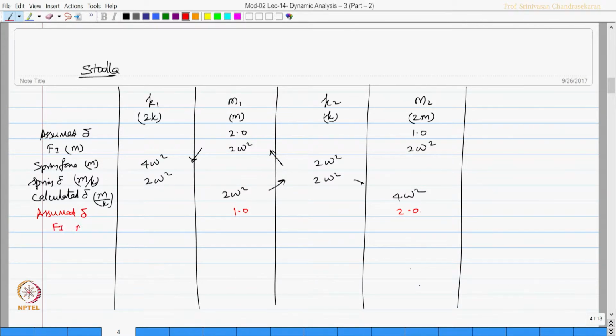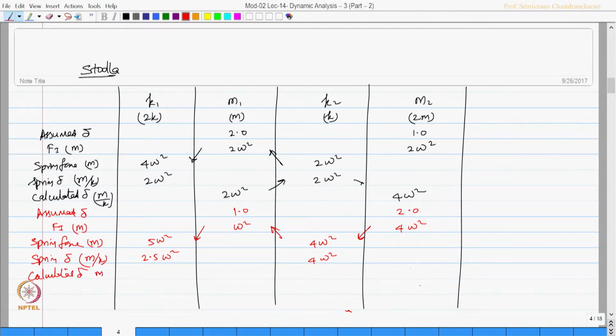Then we will compute the inertia force with mass out. This is going to be 4 omega square, this is omega square. Let us compute the spring force with mass out. This is going to be 4 omega square and 5 omega square. Then we say spring deflection, we say k out. So, 5 by 2, that is 2.5 omega square m by k, then this is 4 omega square m by k. Let us say calculated deflection with m by k out is going to be 2.5 omega square and 6.5 omega square. Let us find the ratio of 1 and 2.60. Again convergence did not happen, we will do one more cycle.